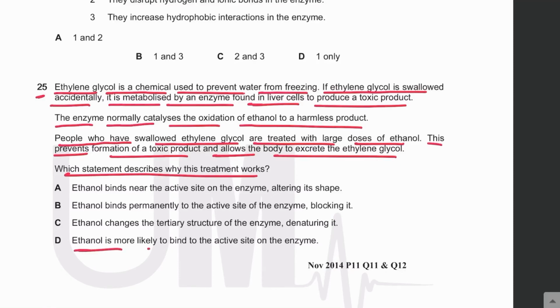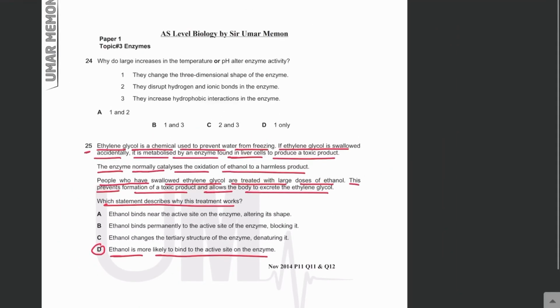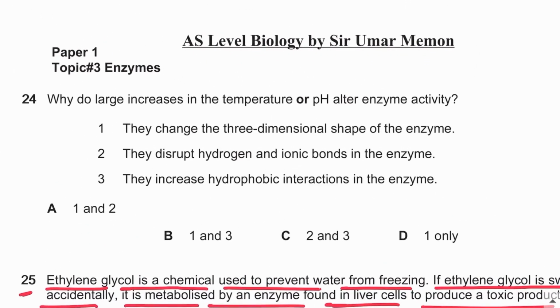Ethanol is more likely to bind to the active site of the enzyme, and because ethanol is more likely to bind, it will prevent the binding of ethylene glycol, or we can say ethylene glycol is less likely to bind to the enzyme and is less likely to be metabolized to the toxic product. And because the ethylene glycol is not being metabolized, it will be excreted. The answer is D. Let's move on to MCQ number 24.